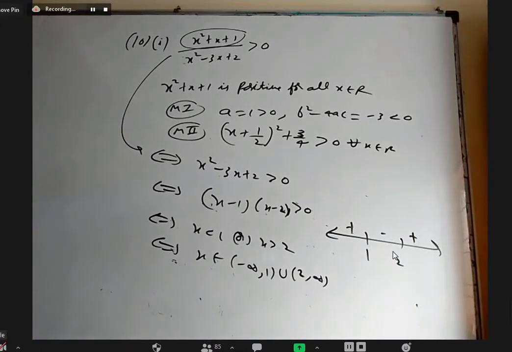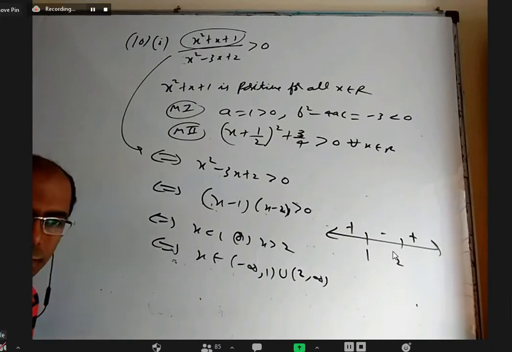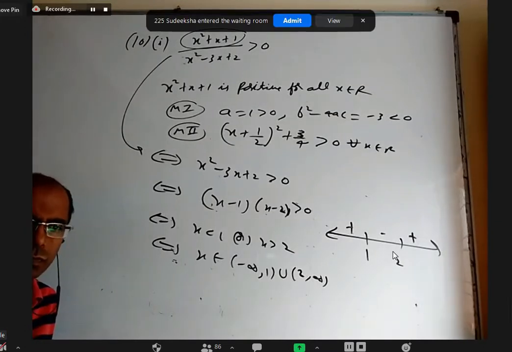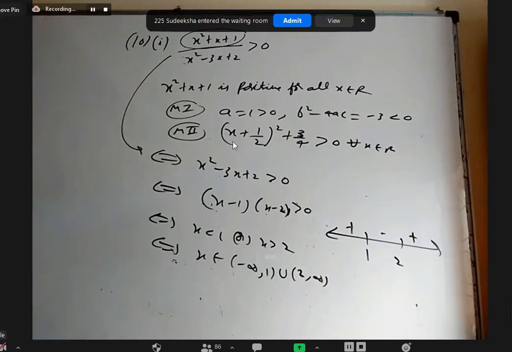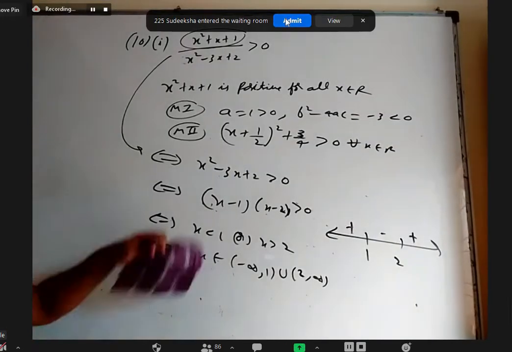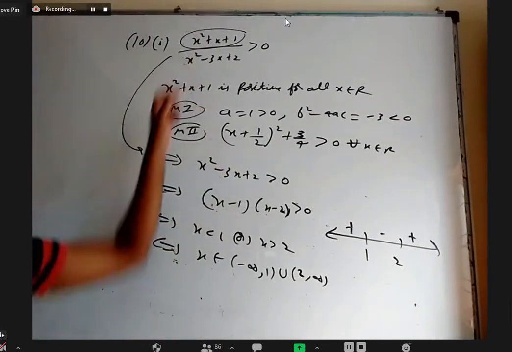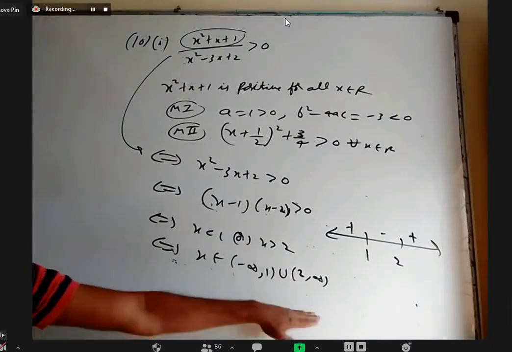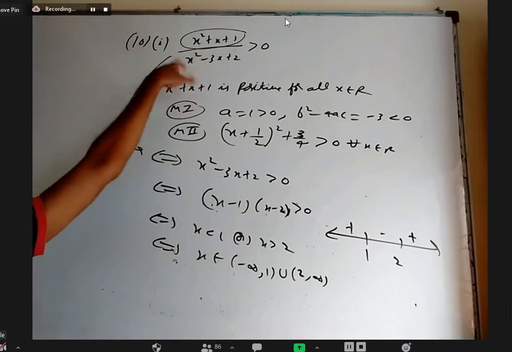Sir, in last line, x belongs to minus infinity to 1 union 2 to infinity. Those values satisfy that quadratic inequation, sir. Not only this quadratic inequation, they'll satisfy the original inequality also. If you take any number beyond this or before this, substitute here, the expression will be positive.